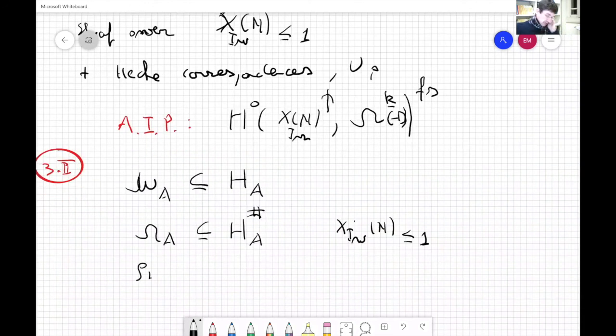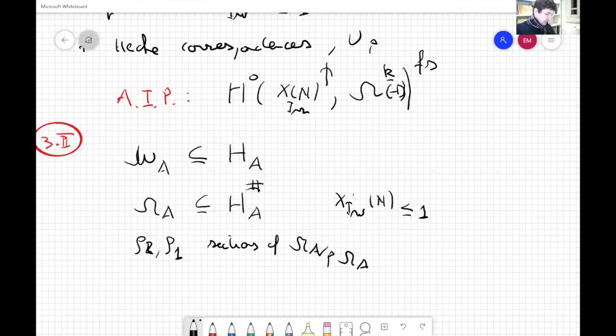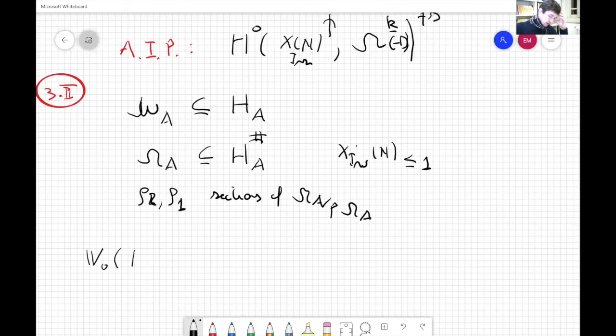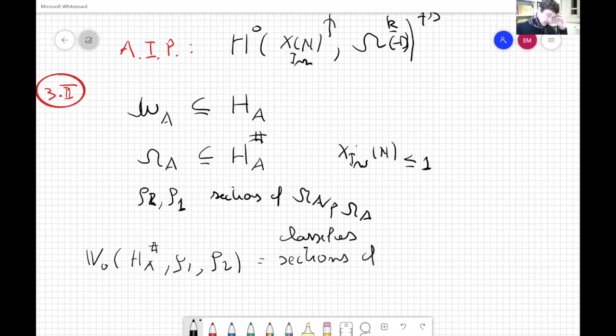Now here we have those two sections rho 1 and rho 2, actually rho 2, which is well defined, and rho 1, which is well defined modulo rho 2, sections of omega A modulo p, omega A. And then you can play the same game as we did before, and we take sections, this space classifies sections of gamma 1 and gamma 2.